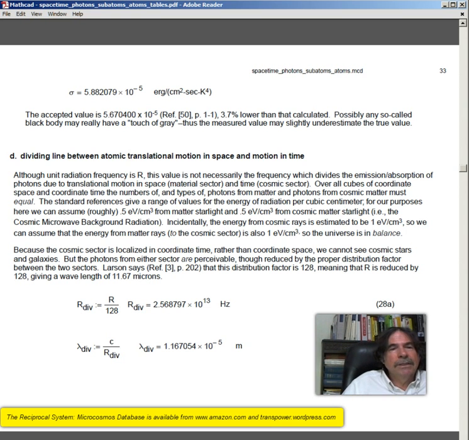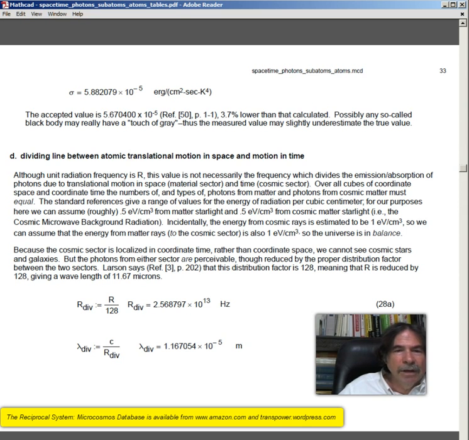The dividing line between atomic translational motion in space and motion in time. Although unit radiation frequency is R, this value is not necessarily the frequency which divides the emission absorption of photons due to translational motion in space, material sector, and time, cosmic sector. Over all cubes of coordinate space and coordinate time, the numbers of and types of photons from matter and photons from cosmic matter must equal.